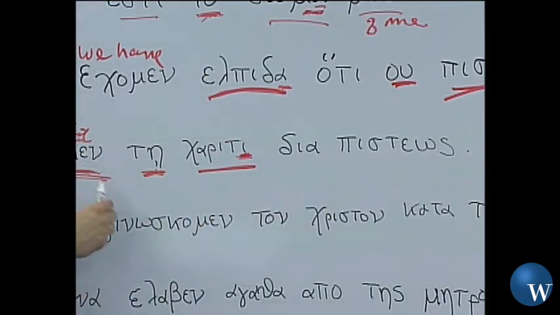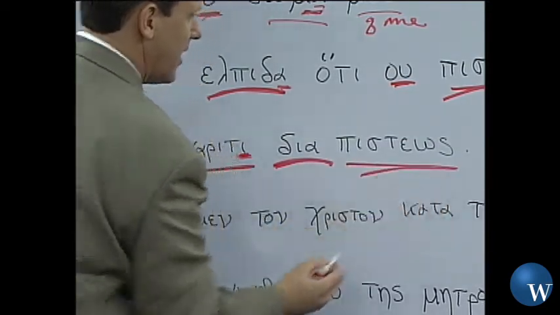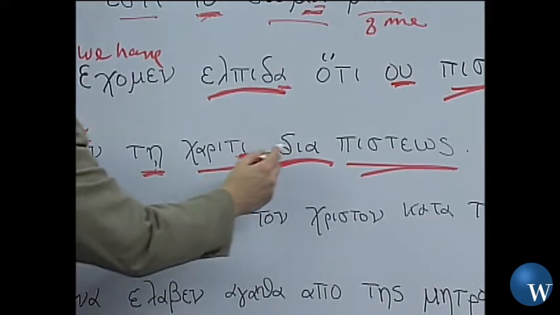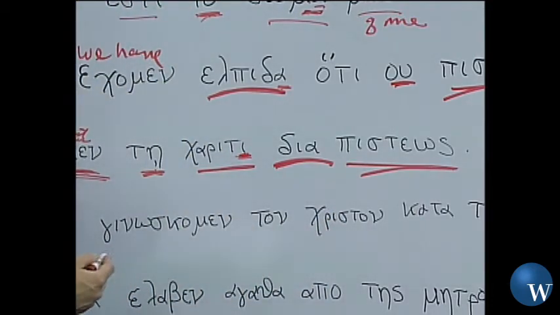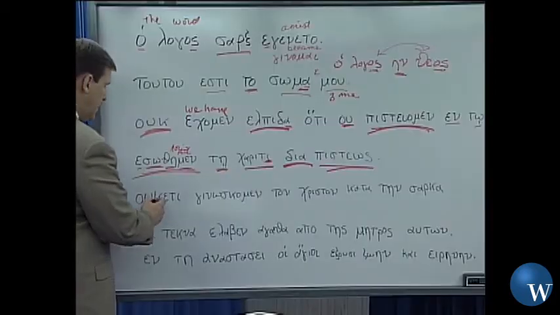So we were saved by grace, and then dia, our preposition, through, and here's our word for faith. We were saved through faith. The dia requires the genitive, and so what we have here is the genitive form. All right, let's go on to the next one.